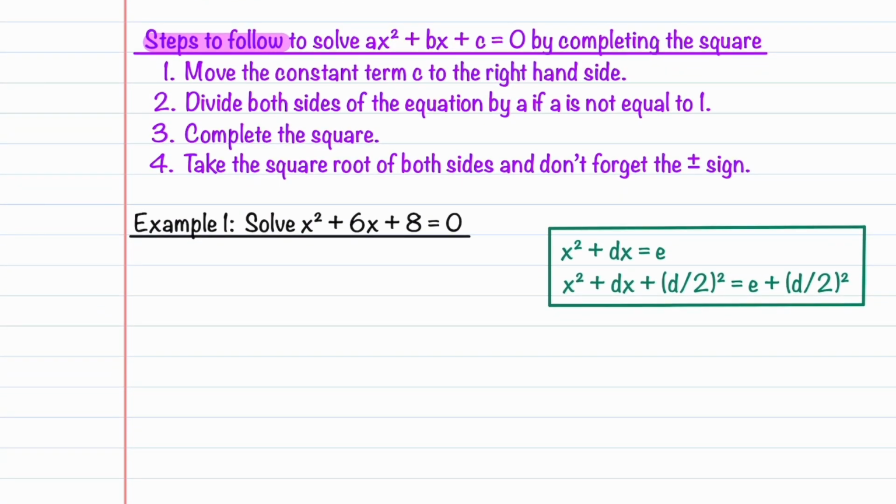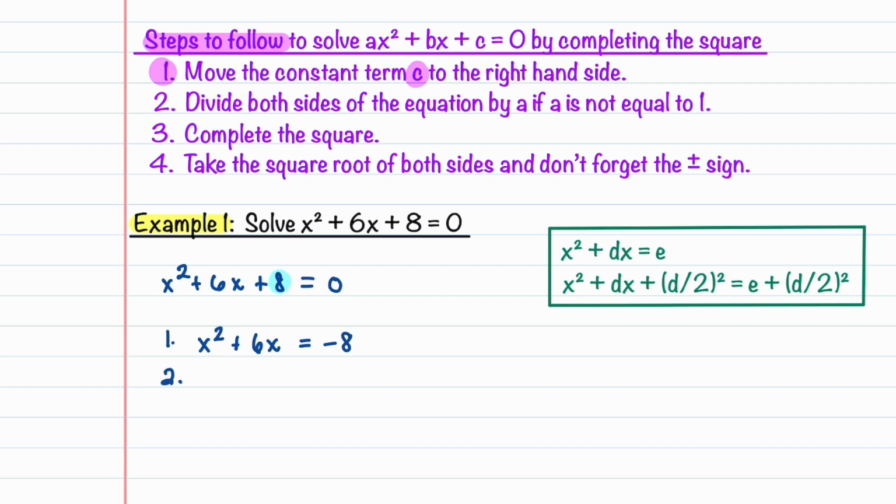The first problem that we're going to solve by completing the square is x squared plus 6x plus 8 is equal to 0. The first step to complete when solving a quadratic equation by completing the square, I've listed right up here, is to move the constant term c to the right-hand side. Let's go ahead and do that. Our first step is to write our equation as x squared plus 6x, and then we'll take our constant 8 to the right, and that becomes minus 8.